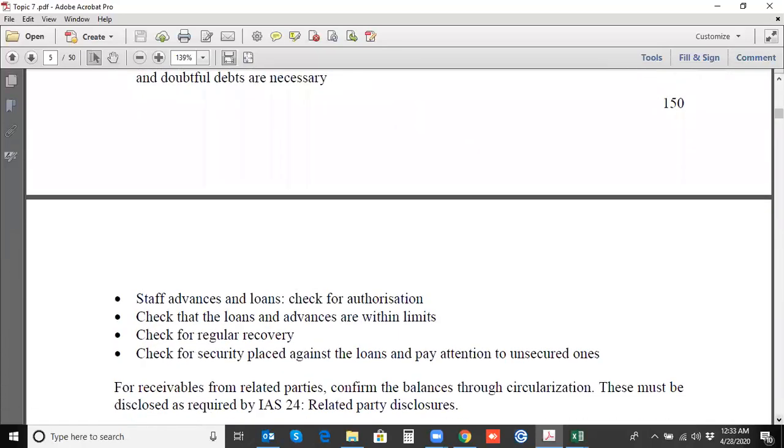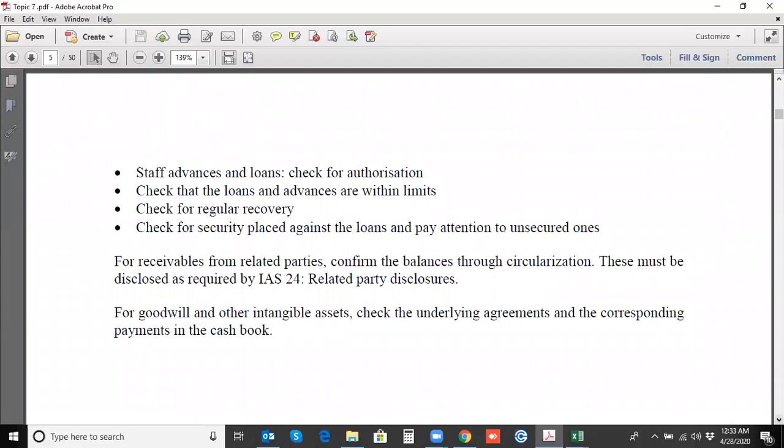So then for staff loans and advances, check and confirm that these were authorized, check that they are within limits, check for recovery, check for security placed against loans, and pay attention to unsecured ones. So for example, if I'm a bank, my receivables are going to be the loans. So is there security? And if there's no security, what are we doing to ensure that we do not miss anything, or we don't lose our money because the security is not proper, or the security is not properly perfected, or the process for following up with a customer is just not robust at all.